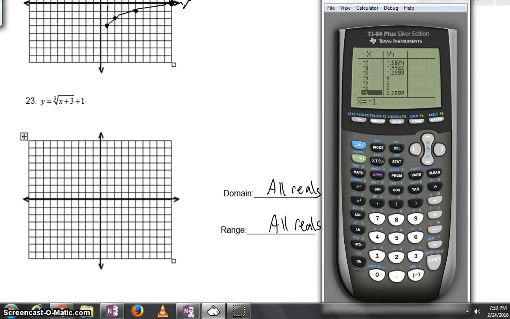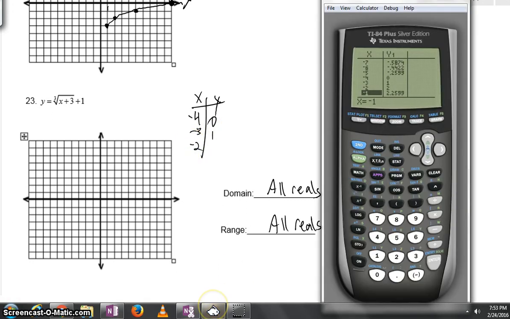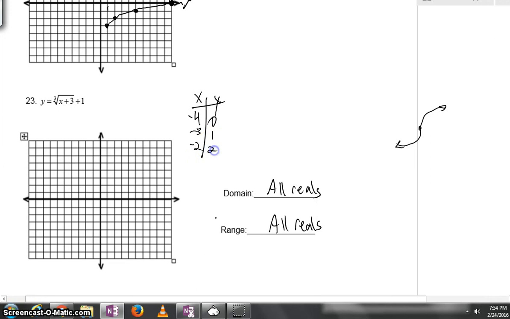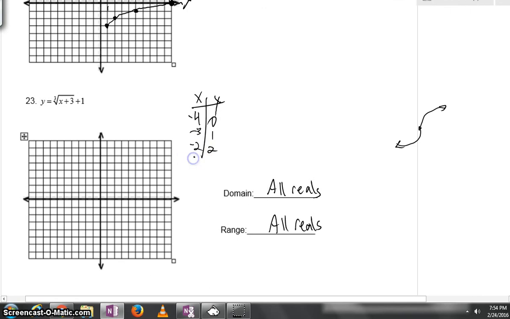But you can begin to see negative 4, we were at 0. It looked like negative 3, we were at 1. I think at negative 2, we were at 2. And we can down arrow just a little bit and see that we get 5 comma 3. Again, notice you won't see errors showing up anywhere.